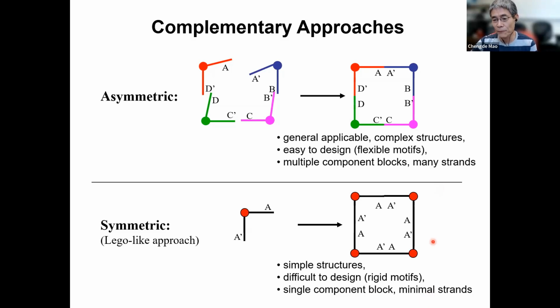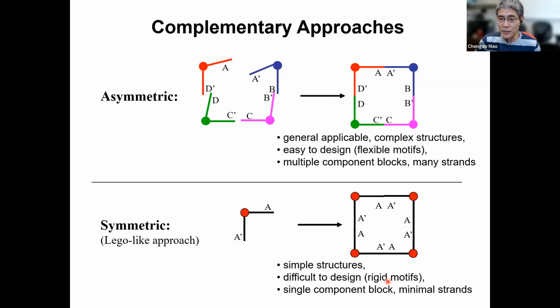So now you can see the difference between these two approaches. The top one, its design is simple, but you need to involve hundreds of different DNA strands. The lower one, the design is hard, but at the end, you only need to involve 3 to 5 different DNA strands. So this depends on what you want to do.